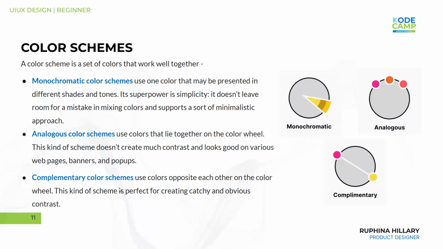Then we also have the complementary color schemes. This scheme uses colors opposite each other on the color wheel. This kind of scheme is perfect for creating catchy and obvious contrast. So complementary is just simply colors opposite each other.